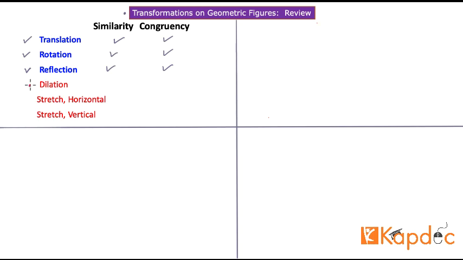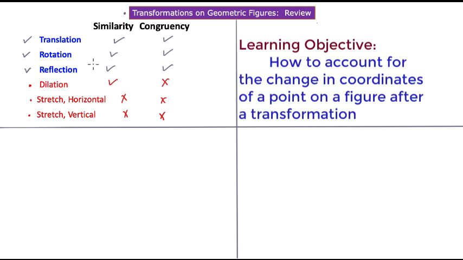And we also learned that when we apply dilation on any geometric figure, we maintain similarity, but we lose congruency. And in the case of stretching a geometric figure either horizontally or vertically, we lose both similarity and congruency in each of those cases. Now the purpose of this tutorial is to see how you account for the change in the coordinates of any point on these objects when we send those geometric figures through one of these transformations.